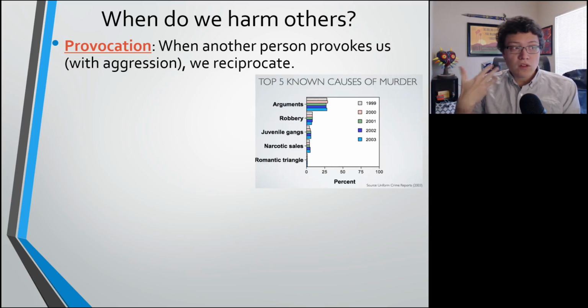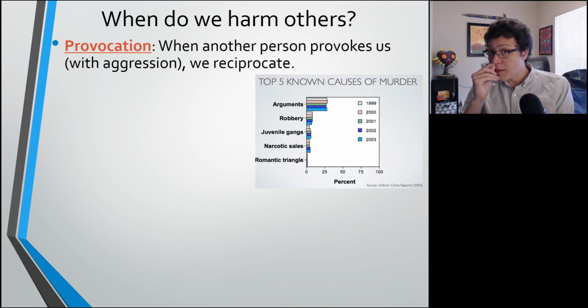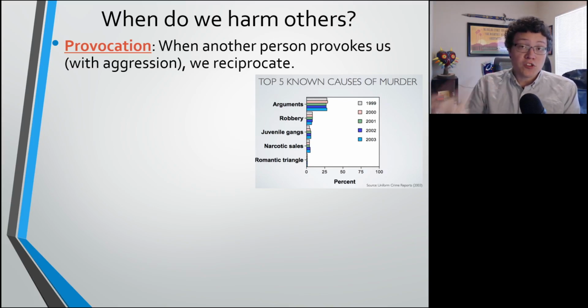Arguments tend to be at the top of the most likely causes of murder. When we are provoked, we tend to aggress and match that level of perceived attack. So if somebody's yelling at you, you might be more likely to yell back. If somebody comes at you swinging, you're probably going to start swinging yourself.